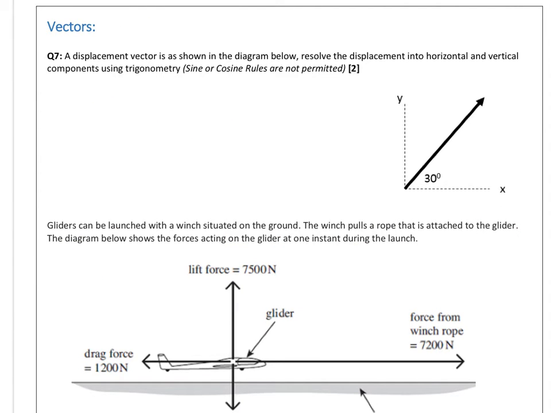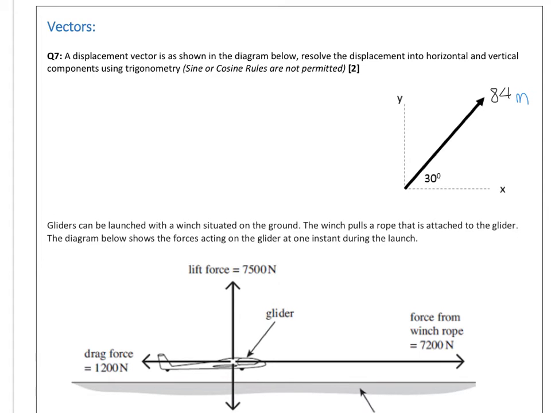Okay, so before we finish, it's gone off screen. That should be an 84 newtons there. Okay, so we've got a displacement vector. I've already written the wrong thing in there. It's a displacement, so it's in meters. Resolve the displacement into horizontal and vertical components using trigonometry.